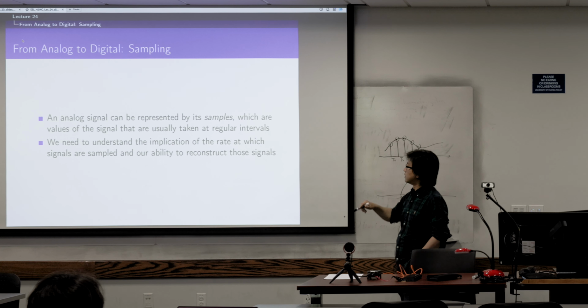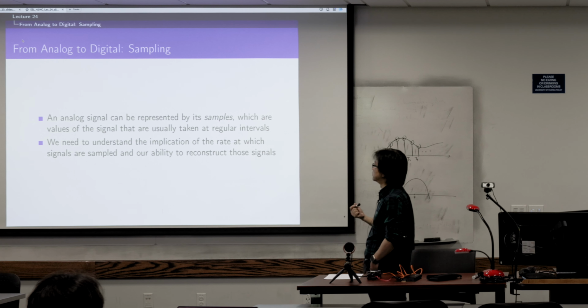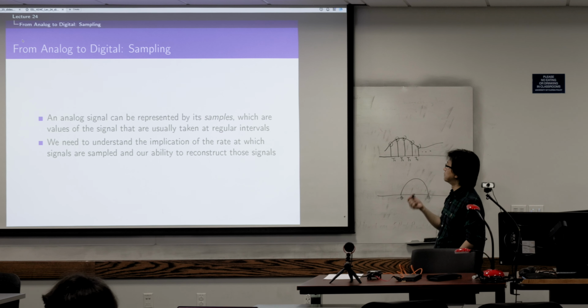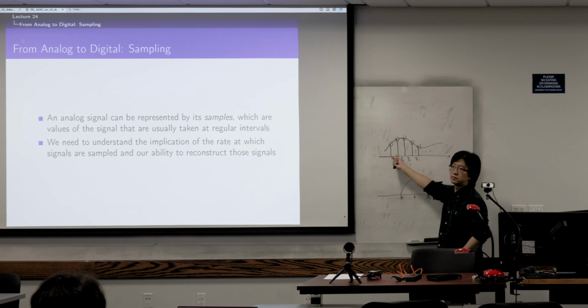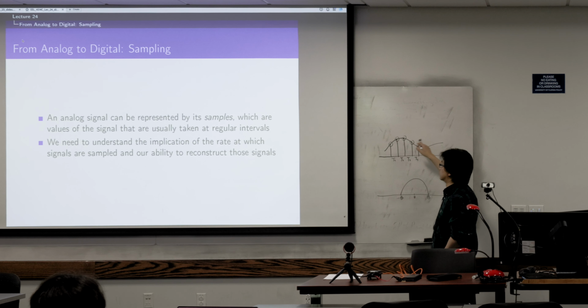Then we need to understand the implication of the rate at which signals are sampled and our ability to reconstruct those signals. This basically means that we need to determine the rate, TS. The smaller TS is, the better, right? Because if it's smaller, then we can get more dense samples. But is there a limit? We cannot make TS as small as we want. So is there a not-so-small TS such that we can recover the original signal?